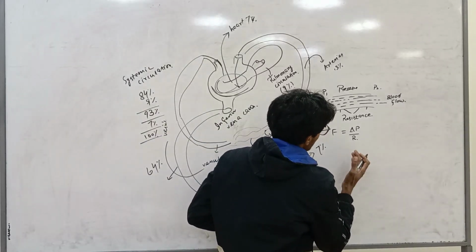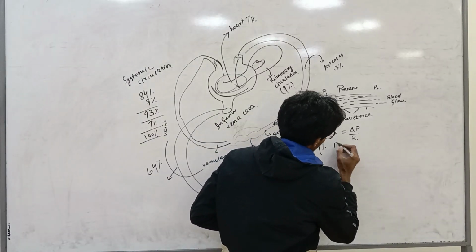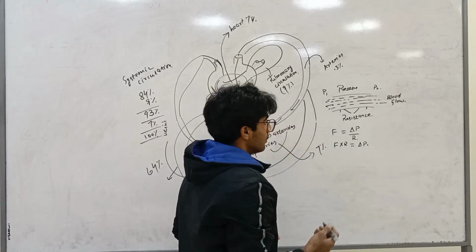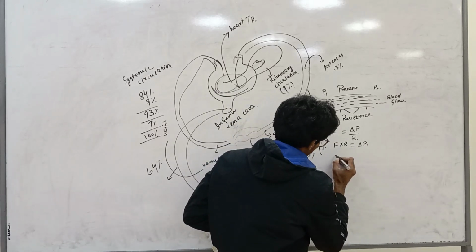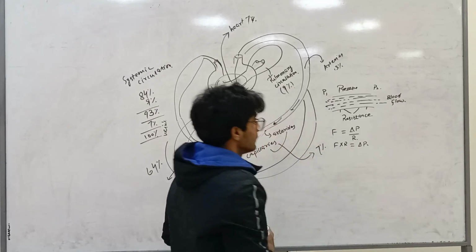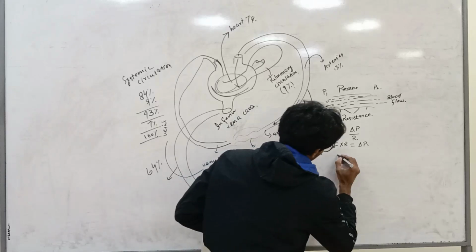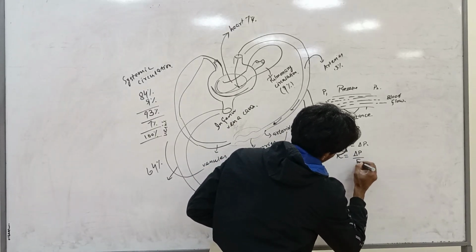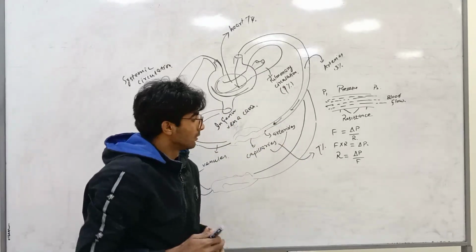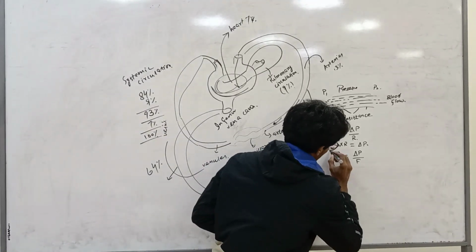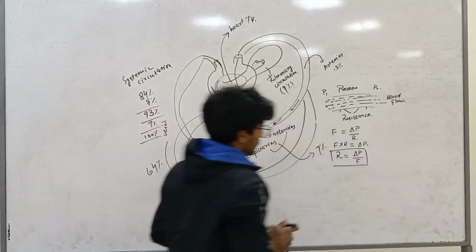If we want to find the pressure, we multiply the flow and the resistance, and the total pressure is in front of you. If we want to find the resistance, how can we do it? We divide the pressure by the flow. So resistance we find with the help of this formula.